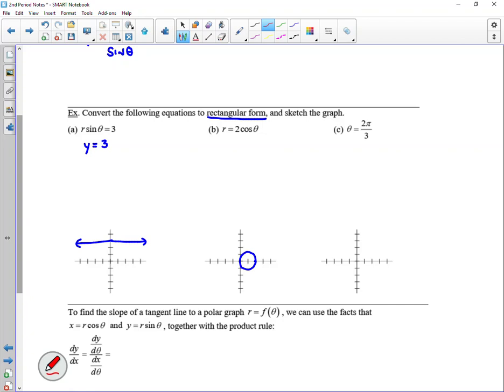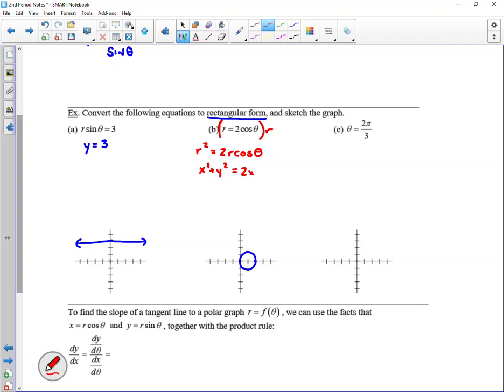All right, how do you convert it though to rectangular form? You multiply both sides by r. Okay, so this would make this r squared equals 2r cosine theta. And now I have things that I can replace. So what can I do? r squared is x squared plus y squared, and r cosine theta is x. So we have 2x here.